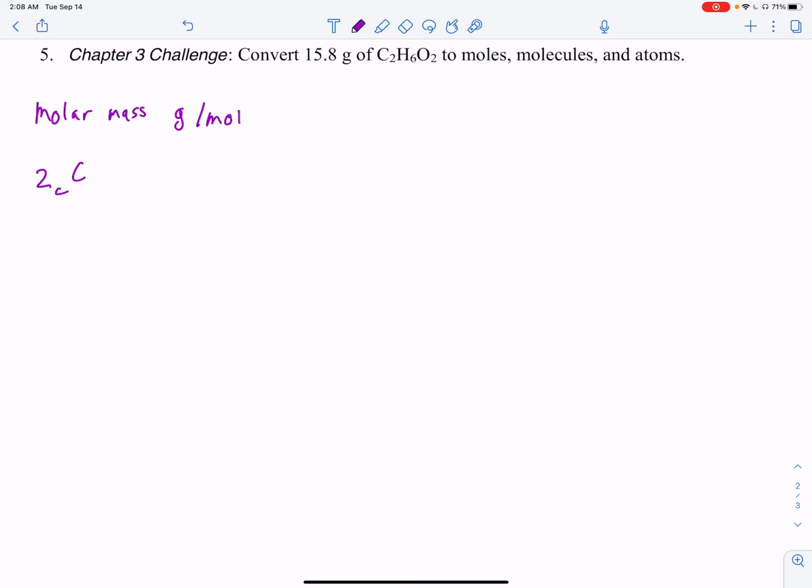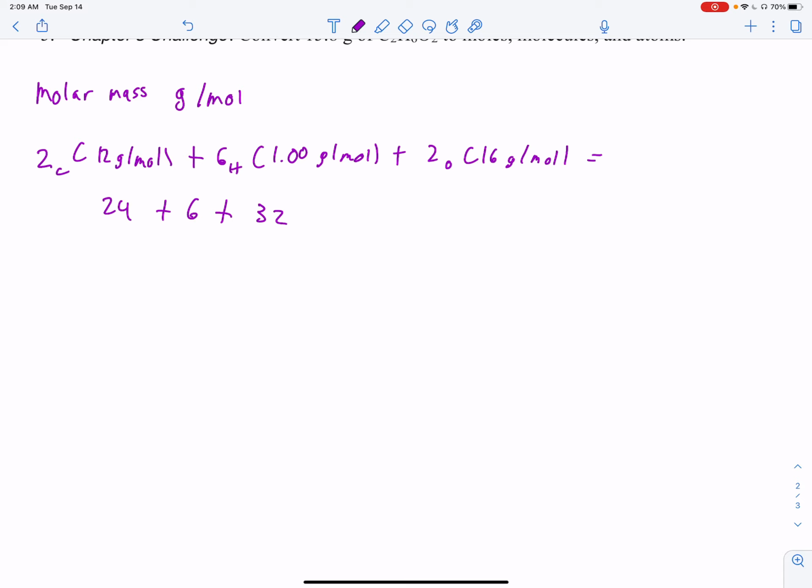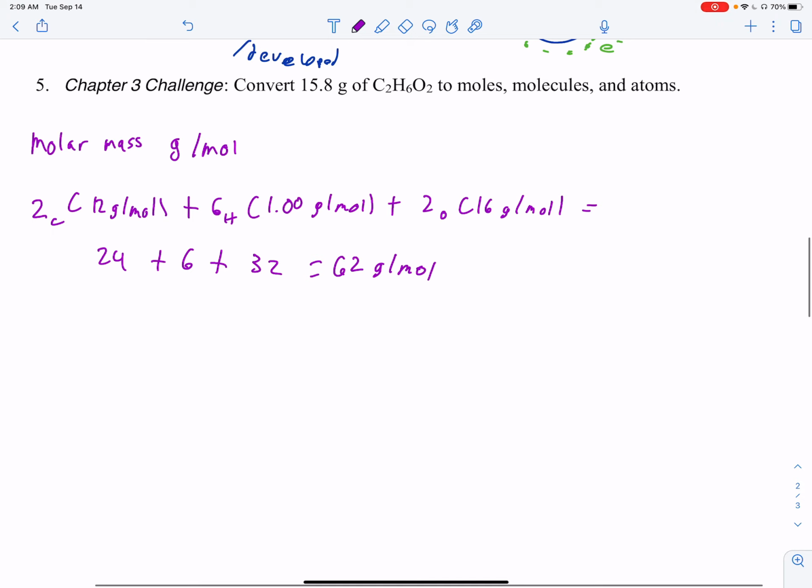So the weight of carbon is 12 grams per mole, plus the weight of hydrogen. So I have 6 hydrogen, and hydrogen weighs 1 gram per mole, plus 2 oxygen, and oxygen weighs 16 grams per mole. So I add up 24 plus 6 plus 16 times 2, so 32. So 24 plus 6 plus 32, like I said, I hate mental math. So that should give us around 62 grams per mole. So that's the molar mass of C2H6O2.